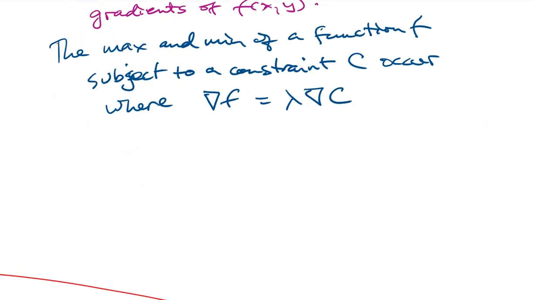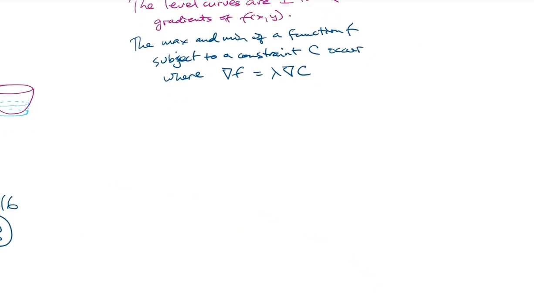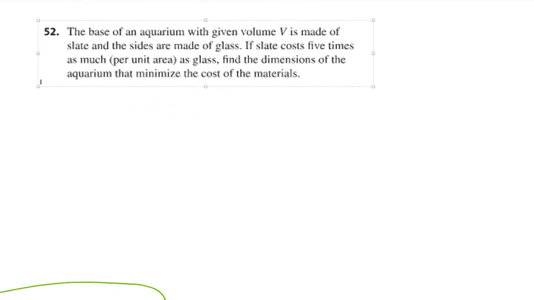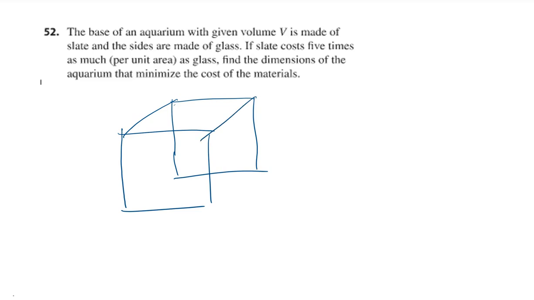All right, so with that said, I want to do the aquarium problem. So let me go grab it and I'll pull it over. If you need to, take a minute to read this, and I'm going to go ahead and draw the aquarium. This is wrong. And so here we go. So we have an aquarium. The base is slate, though. So the base is slate, the sides are glass.